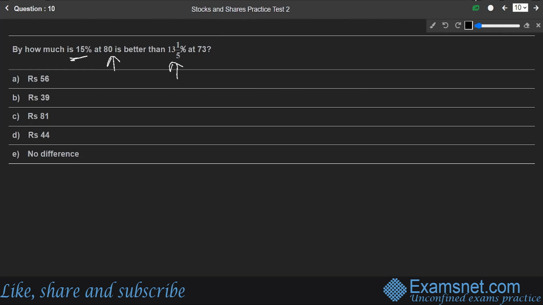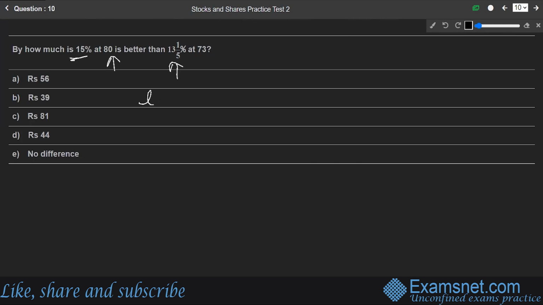So what will we do? We'll take the investment together. We'll take the stock values together. The product of the stock values will be the total investment. We'll assume that, and then we'll find the individual income from the first scheme and then from the second scheme, and apply that to the total investment. Then we'll be able to compare the dividend received from each and subtract. That will give us how much better it is.